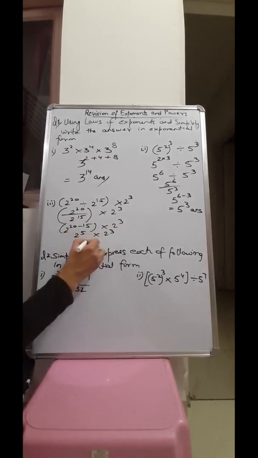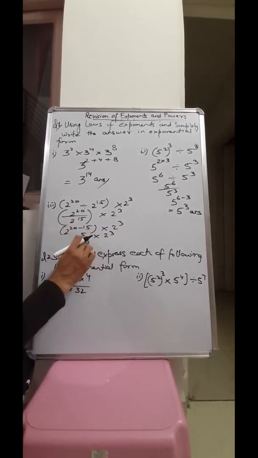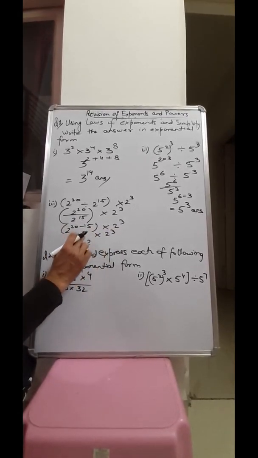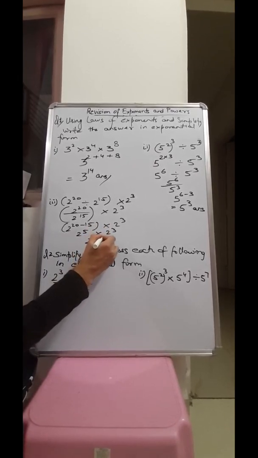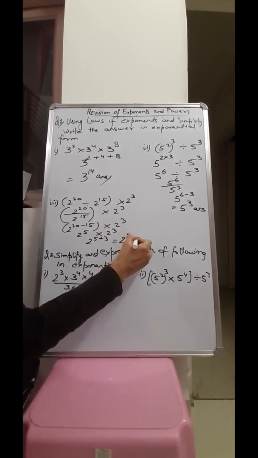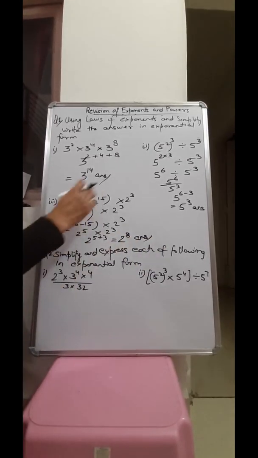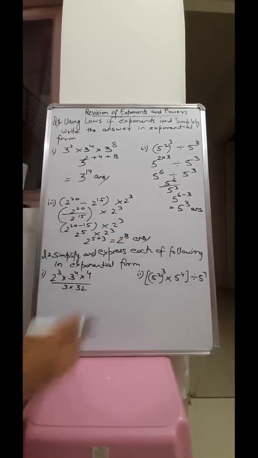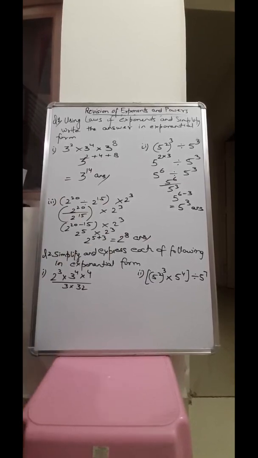Here the base is the same, so in multiplication the base remains the same and the powers get added. So the answer will come as 2 raised to power 8. In this way, using the exponent rules, we can solve the exponents.